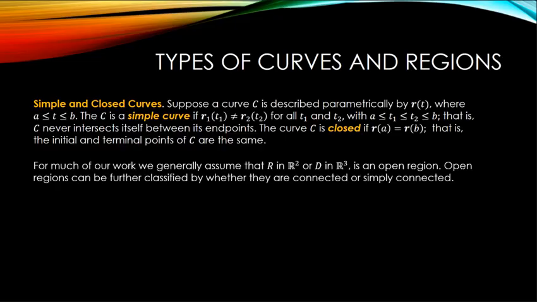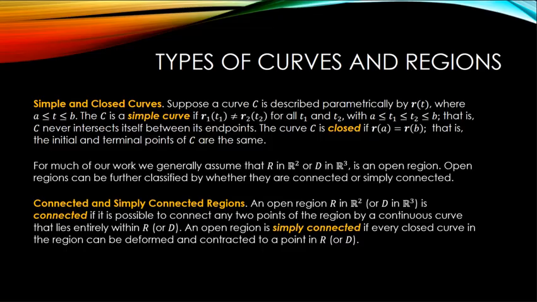Open regions can be further classified by whether they are connected or simply connected. An open region R in R2 or D in R3 is connected if it is possible to connect any 2 points of the region by a continuous curve that lies entirely within the region R or D. An open region is simply connected if every closed curve in the region can be deformed or contracted down to a single point in R or in D.